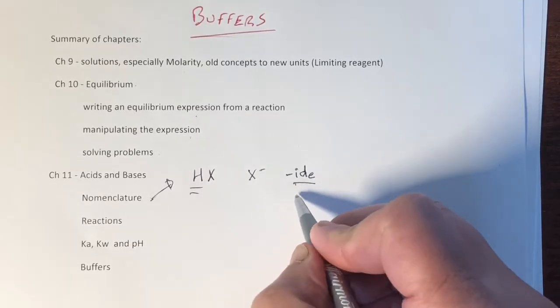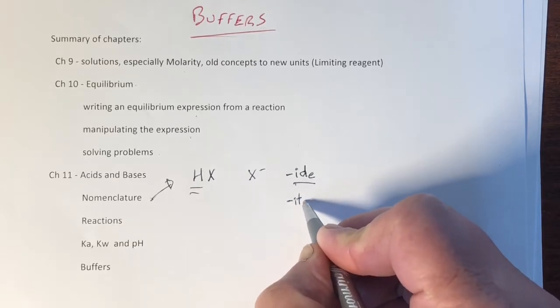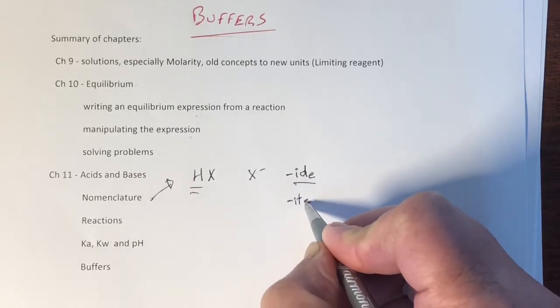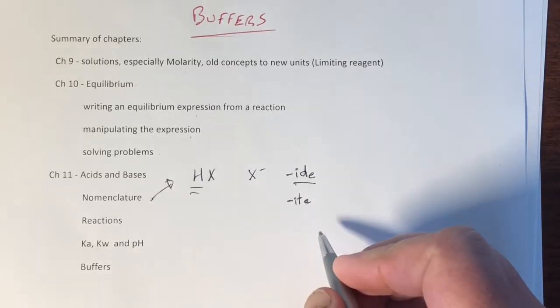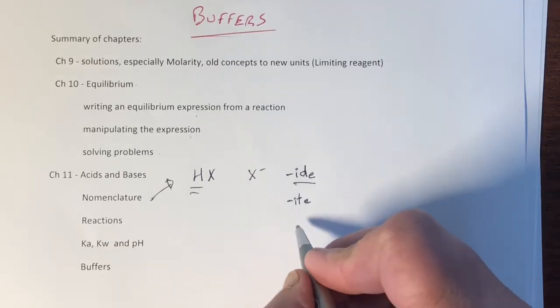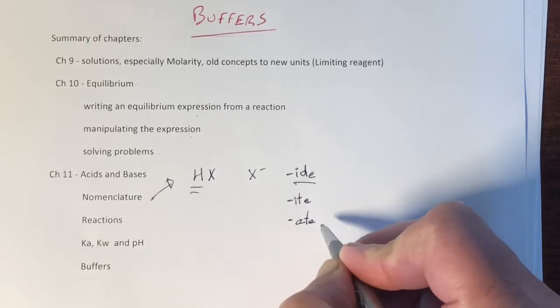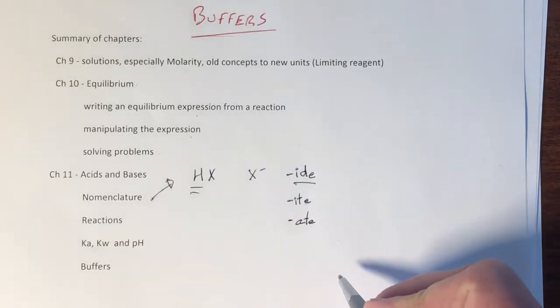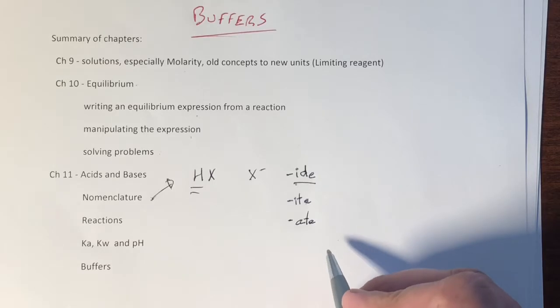We might also have an ending that is ITE. And the ITE ending, for example, chlorite, which is ClO2. The acid HClO2 would be chlorous acid with an OUS ending. And the other ending we see is ATE. So for example, chlorate is ClO3 single minus. HClO3 would be the acid, and that would be called chloric acid.